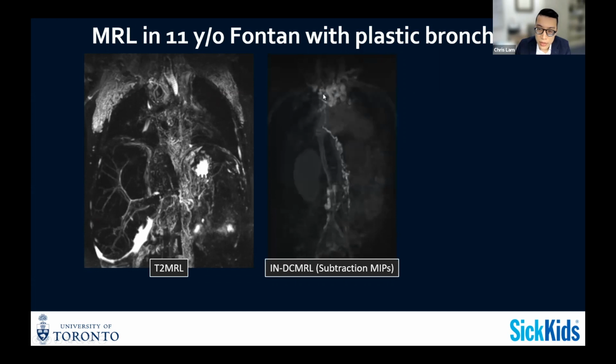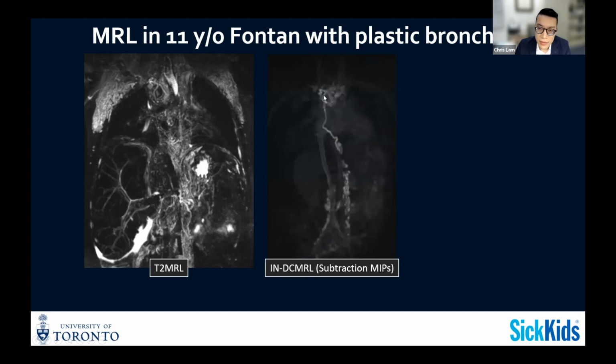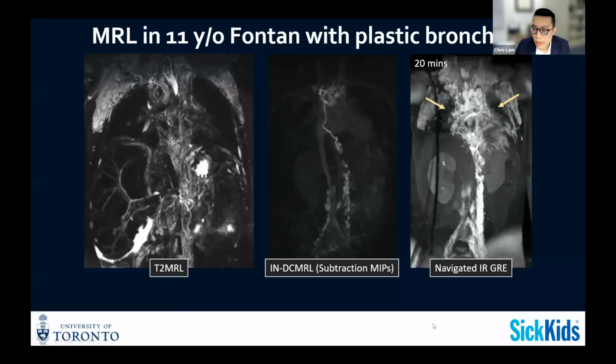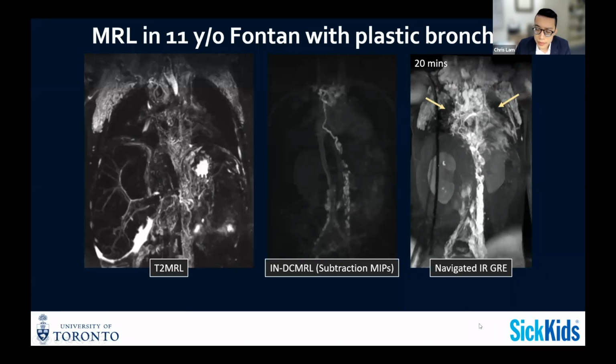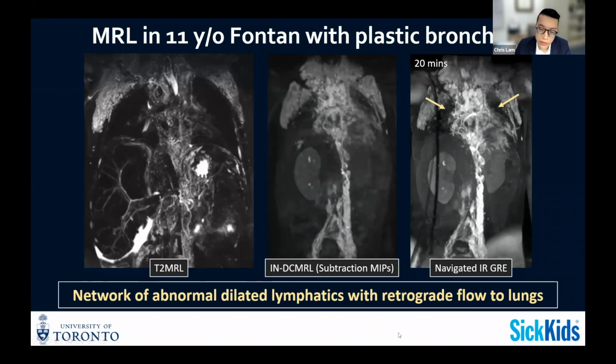You can see it goes up to this thoracic duct, which is probably not the normal thoracic duct, but a collateral going up to the right side. And then there's a ton of congestion, backward flow into the lungs, causing plastic bronchitis. And this is the high resolution sequence, which shows all of the anatomy nicely. So we see a network of abnormal dilated lymphatics with retrograde flow to the lungs.